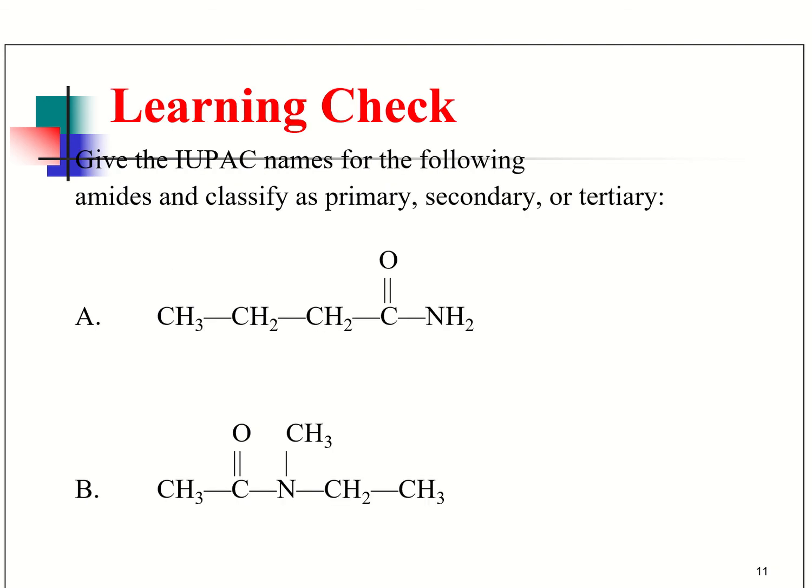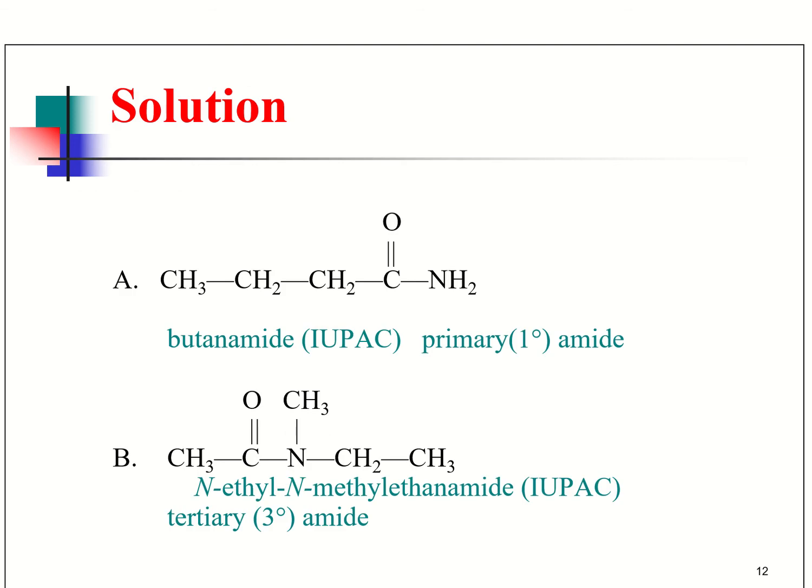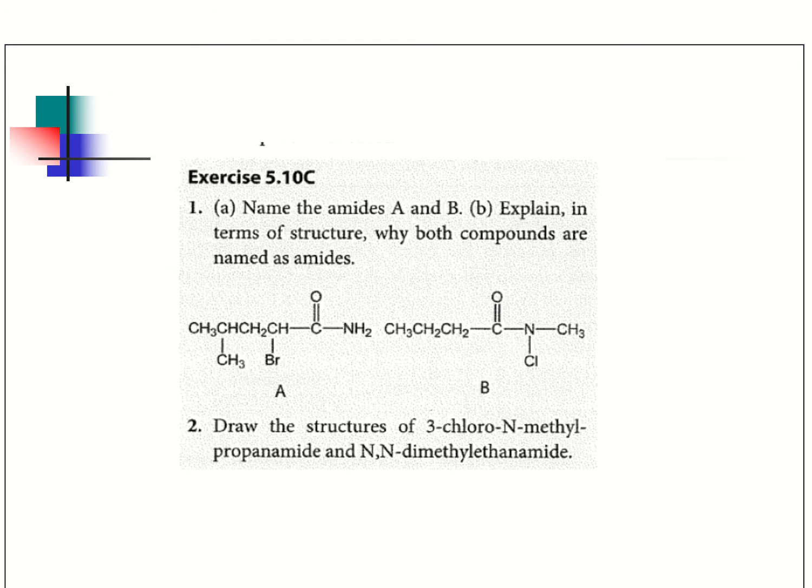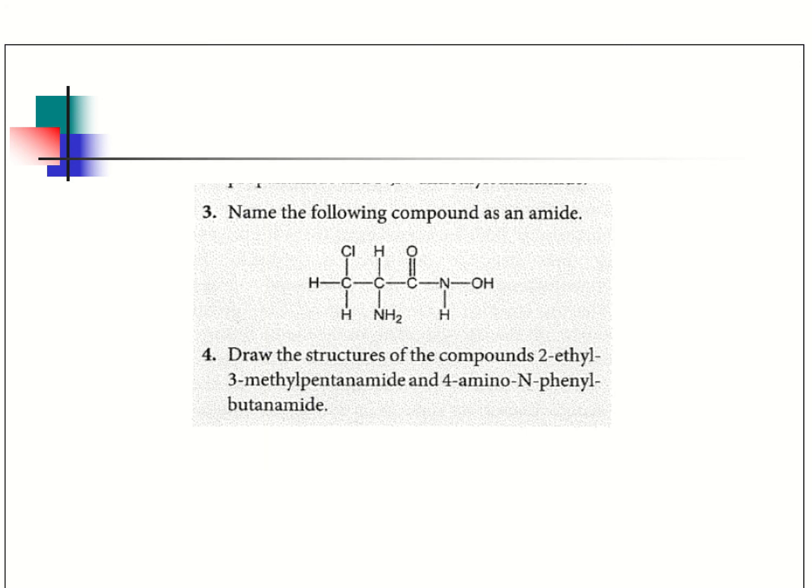Could you give the IUPAC names of the following and classify them as primary, secondary, or tertiary? So if you just pause the video there. Okay, so there you go. Pretty straightforward. First one's primary, butanamide. Second one is tertiary, N-ethyl-N-methyl ethanamide. If you can do exercise 5.10c and check your answers as you go along. Again, pause the video.